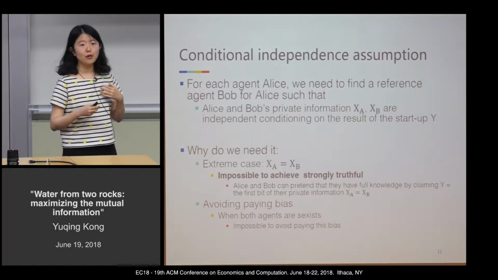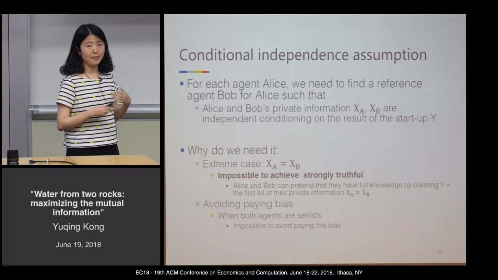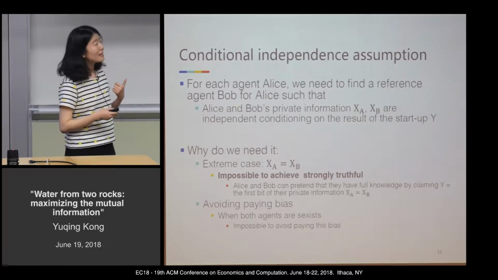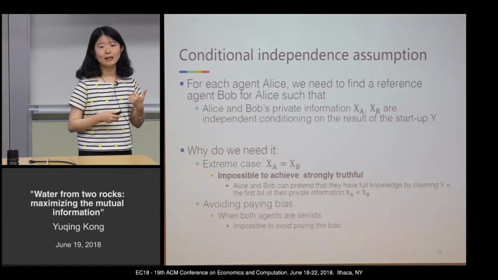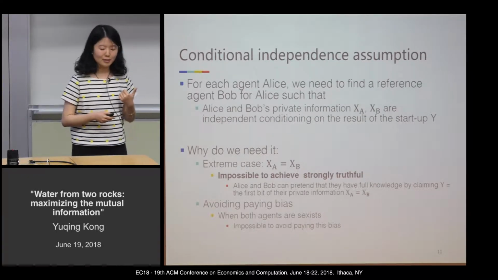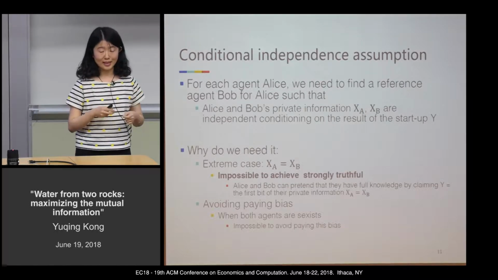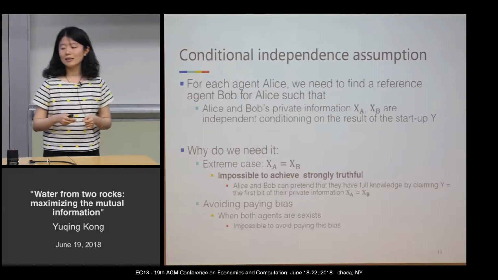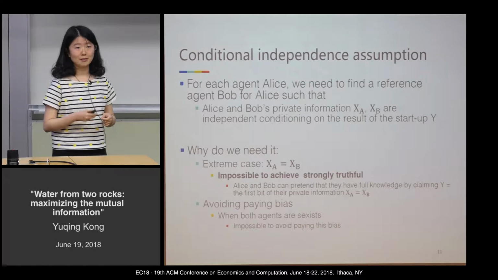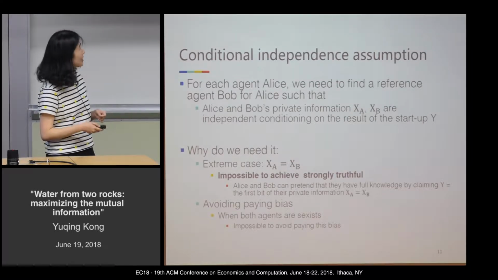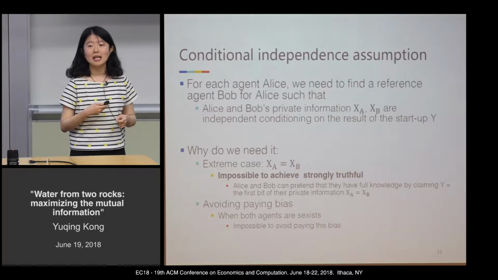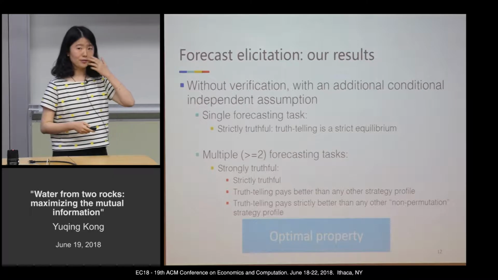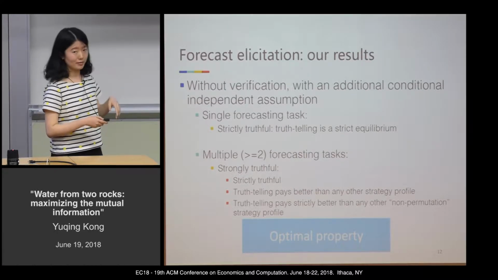And in this case, no other strategy, no mechanism, can make truth telling be better than this kind of simple occlusion. Also, we need this assumption because we want to avoid paying the bias. Assuming both Alice and Bob forecast the outcome of the startup only based on the gender of the CEO, in this case it's impossible to avoid paying this bias information. So in some sense, this conditional independence assumption is necessary. And actually, it turns out the property we achieve is the ultimate property in both of the settings.